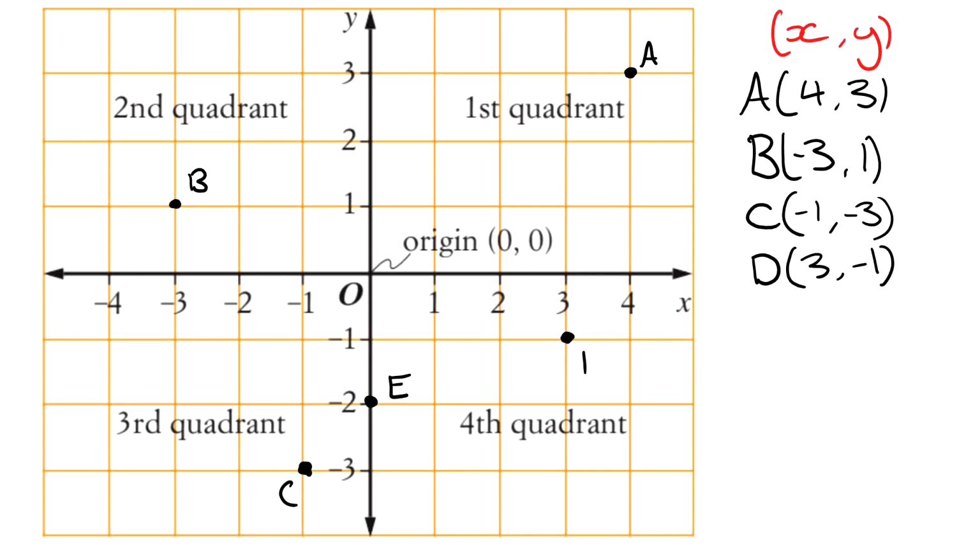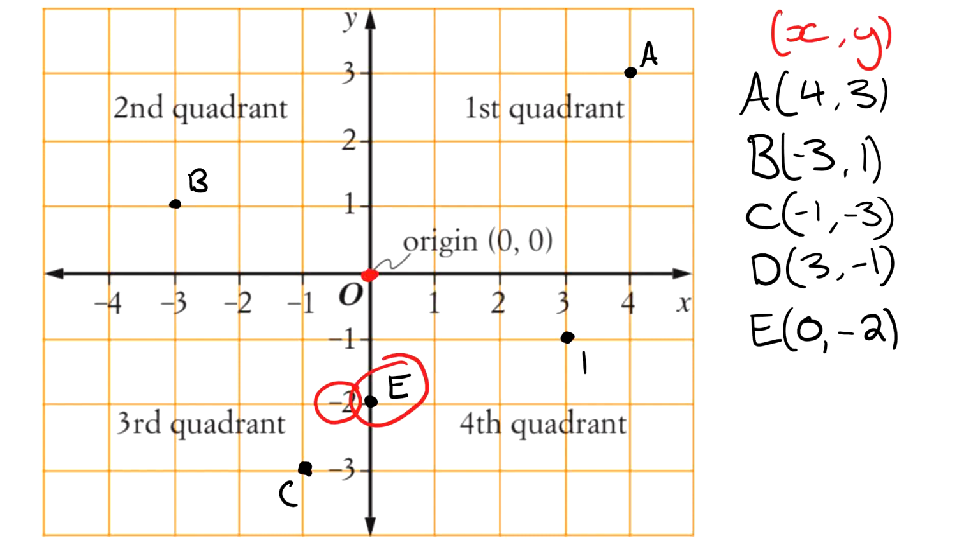And the last one we'll look at is this E down here. It has a 0 x and a -2 y. So 0, -2. As always, you start with your x coordinate first, then your y.